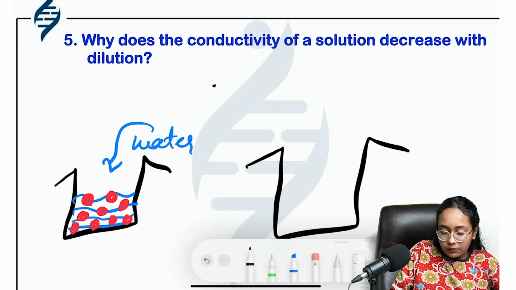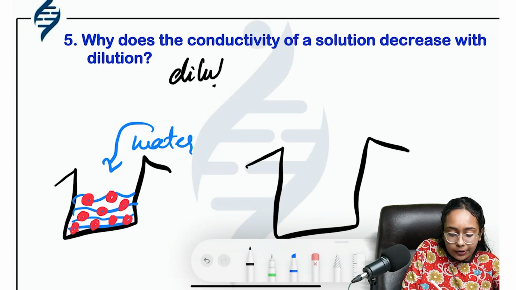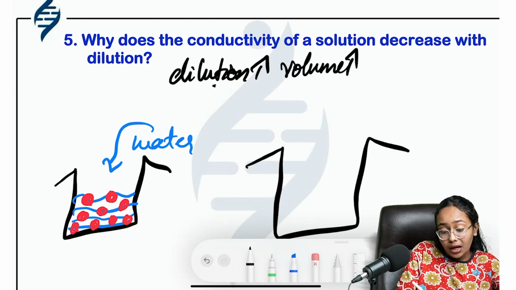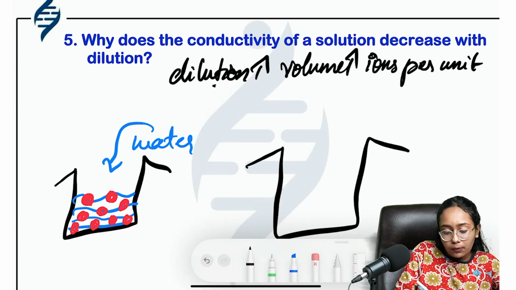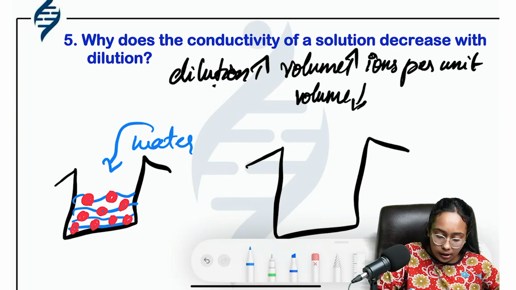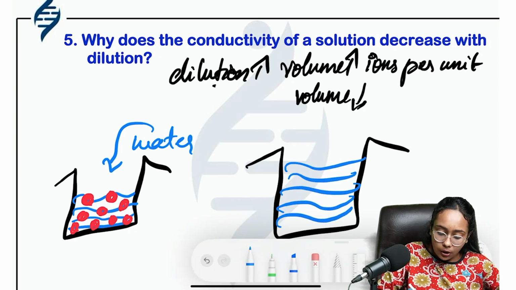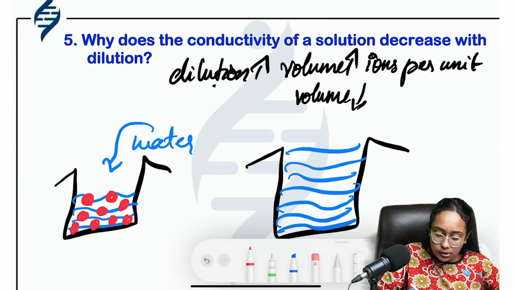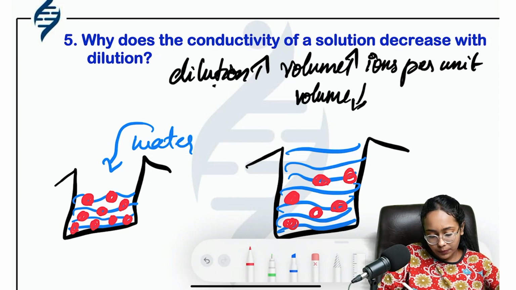As dilution is increasing, the volume increases, right? Volume increases means ions per unit volume decreases. Let's see how it is happening. So I've increased the quantity of solvent, meaning I've diluted it more. So my solute particles turn out to be like this.